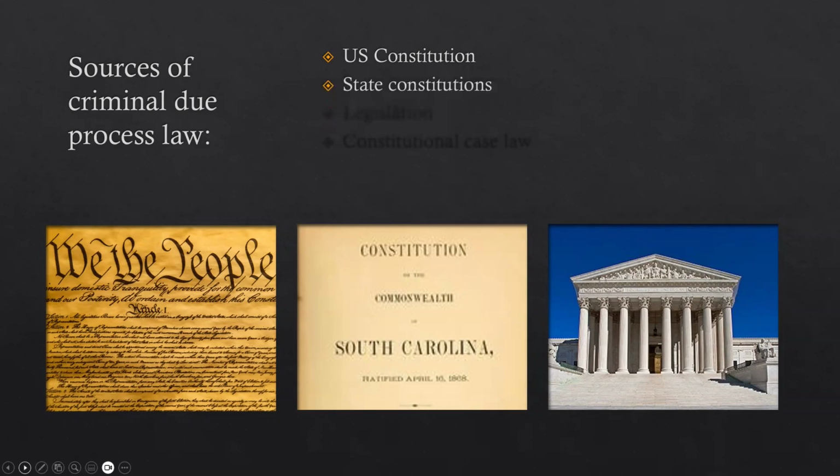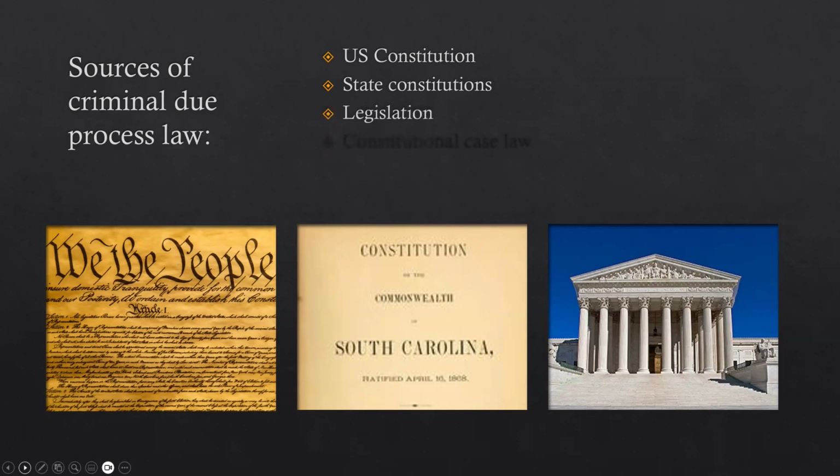State constitutions also provide due process law, criminal due process law. They're very similar to the U.S. Constitution, but states can give greater protections for due process. They just can't provide less protection for individual rights. They can provide more, but not less, because the U.S. Constitution is the supreme law of the land. It sets the standard for what due process rights people have. States can give greater protection, but they can't give less protection. If they did, they would violate the U.S. Constitution.